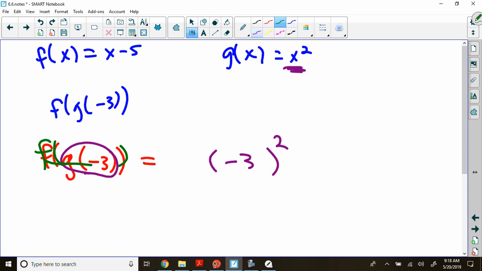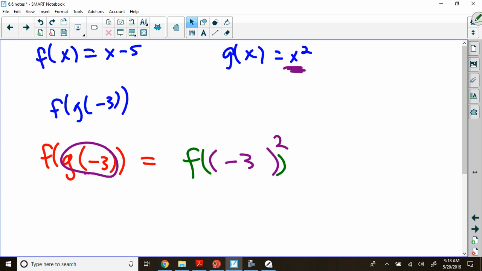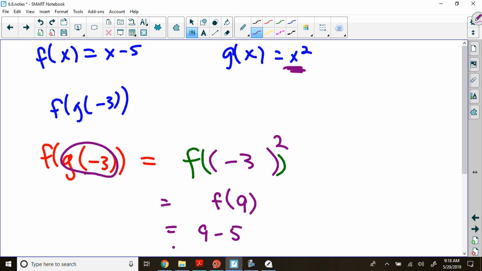And again, don't take this the wrong way. When I say I have to f that, it means I'm going to put that into the function f in place of x. So when I take negative 3 and square negative 3, that's going to be 9. So what I've really got going on here is f of 9. I'm going to put 9 into the function f in place of x. So instead of x minus 5, it's 9 minus 5, which is going to be 4. Okay, should be 4.